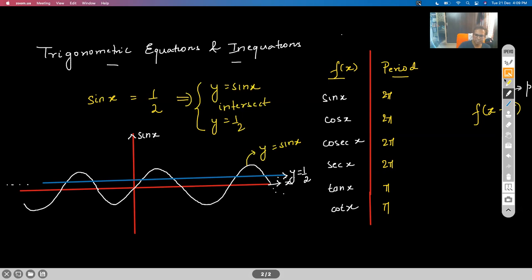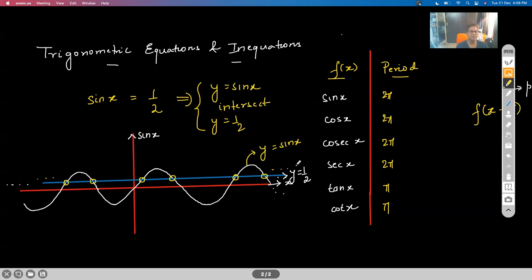So these are the places which I'm showing with yellow. These are the places where the intersection of the white graph of sine x and the blue line of y equal to half happens. Okay. And there are many such points, right? So we will have infinitely many answers for this type of question.